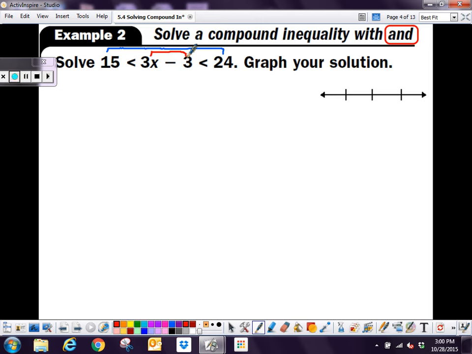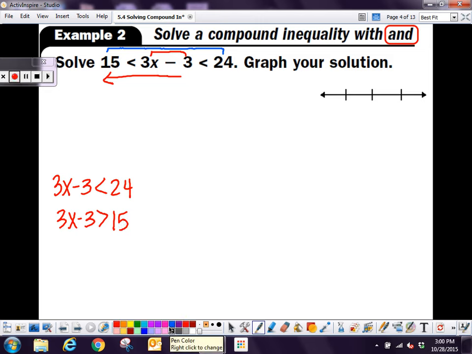Okay, so if we started with the 3x minus 3, it would be 3x minus 3 is less than 24. If we read it back going the other way, it'd be 3x minus 3 is greater than 15. So we have two different inequalities here. You could solve these both separately, but that would kind of be a waste of time because there is a shortcut here. All right, so since this is sharing the stuff in the middle, we can go ahead and solve this like we would solve a normal equation.